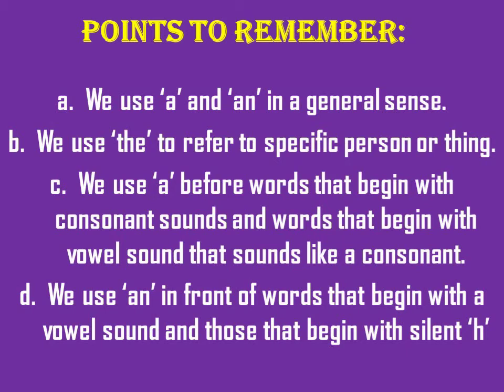So we have come to the end of this class. What points can we still remember? Don't forget, we use a and an, which are indefinite articles, in a general sense. We use the to refer to specific person or thing. We use a before words that begin with consonant sounds and words that begin with a vowel sound that sounds like a consonant. And lastly, we use an in front of words that begin with a vowel sound and those that begin with silent H. It has been interesting, not so?